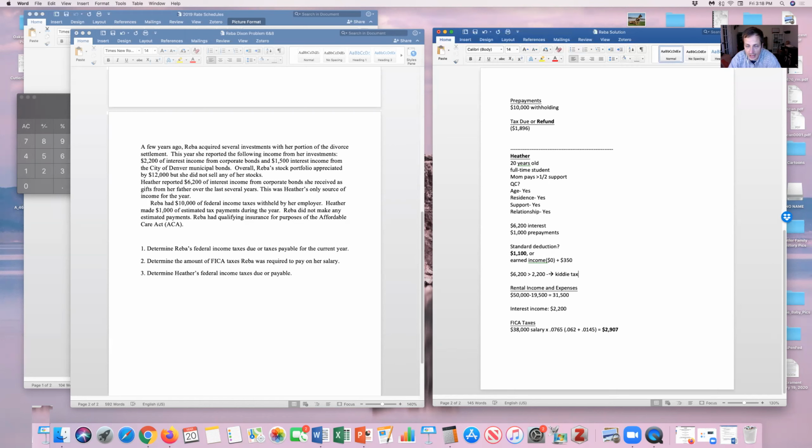I don't want you to calculate it. That'd be great if you can, but I'm not going to test that. I want you to be able to say Heather is subject to the kiddie tax. So Heather would end up paying the kiddie tax on part of her income and her regular rate on the rest. And she would get a very small refund based on her prepayments. So that's that problem.